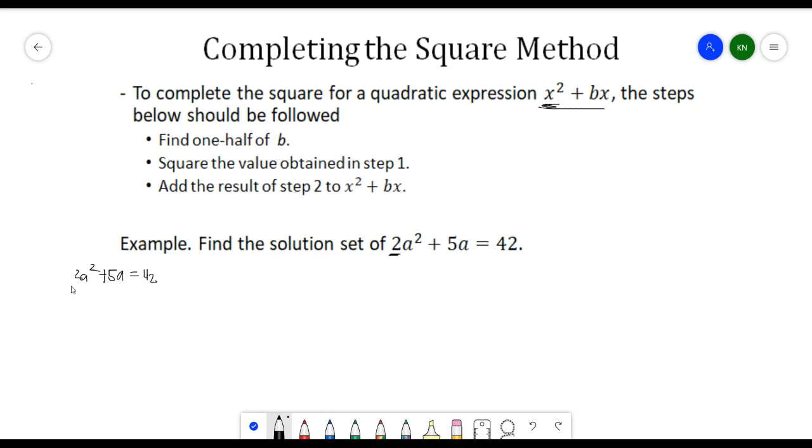Now, we need to divide all of the terms by its coefficient so that we can isolate a squared here. So, divide all of that by 2. We have a squared plus 5 halves of a is equivalent to 42 over 2, which is basically equal to 21. So we can just write 21 instead.